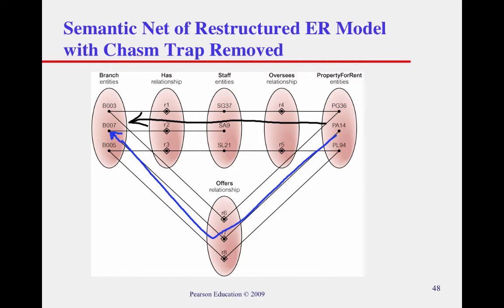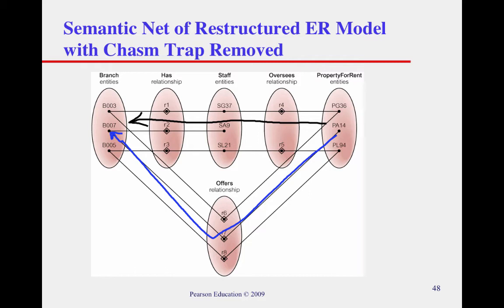So you do have a path. Now, the book conveniently dropped it and said, okay, problem averted. No longer do we have a chasm trap. The book did not talk about the problem with this solution. There's a problem with this solution. Can anyone suggest what problem has been introduced by adding this relationship?